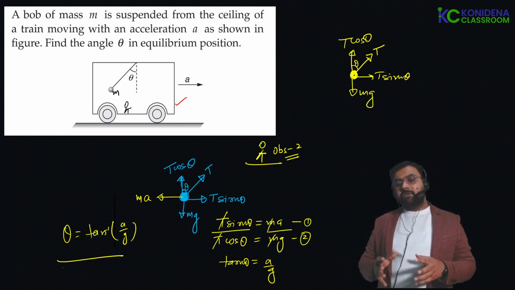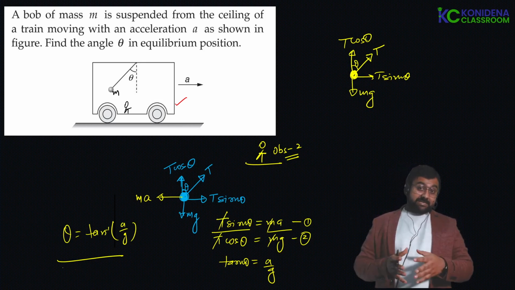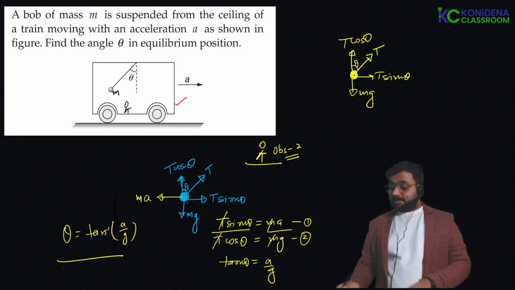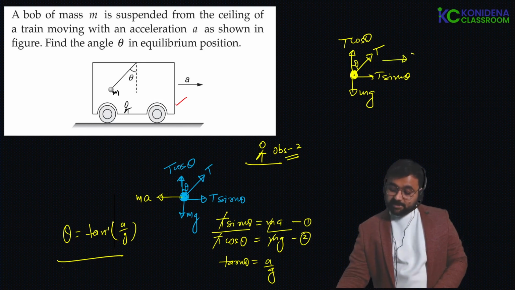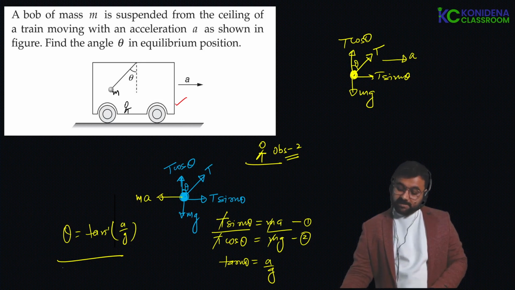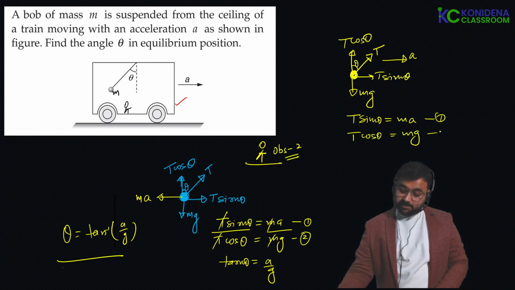But that person will tell you the entire train is moving rightward with some acceleration. Therefore, this bob which is hanging inside the train is also moving with the same acceleration rightward, right? So with respect to that guy, this bob is having acceleration a rightward. Okay, so with respect to that guy, how are we going to balance it? That guy will tell you in the horizontal direction that T sine theta is basically ma, mass times acceleration, and T cosine theta is going to be mg. Equation 1, equation 2.